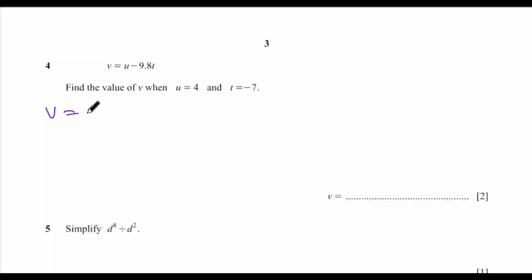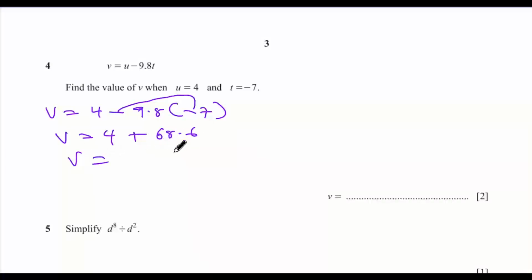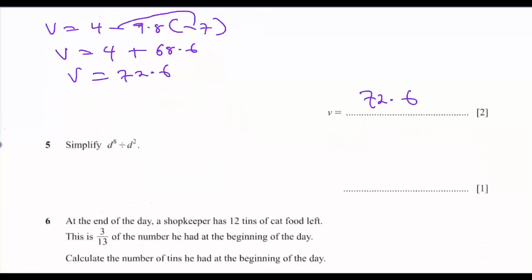So that will be V into 4 subtract 9.8 into -7. So this will be V equals to 4. Then this and this combine together to become positive. Then 9.8 by 7, that will give you 68.6. Then if you add 4 and 68.6 together, you get 72.6. So that means the value of V will be equals to 72.6.